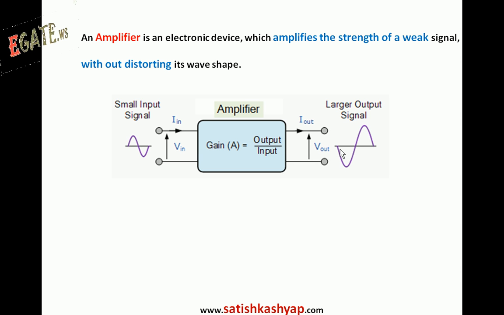Basically, amplification is measured as voltage gain, current gain or power gain. Gain is nothing but the ratio of output quantity to input quantity. Based on the quantity of interest, it may be voltage gain, current gain or power gain. So voltage gain can be defined as output voltage divided by input voltage.